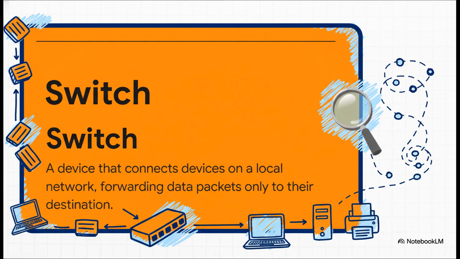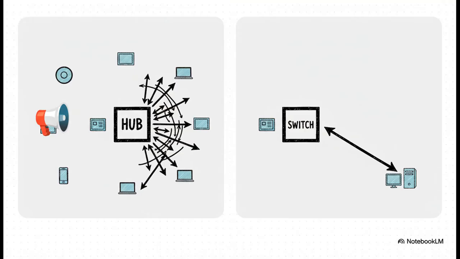The best way to think about a switch is like a super efficient mailroom sorter for your local network. It looks at the local address on our packet and knows exactly which desk, or in this case, which computer or printer to send it to, making sure it doesn't bother any of the other devices. And this precision is a huge leap from the old way of doing things.